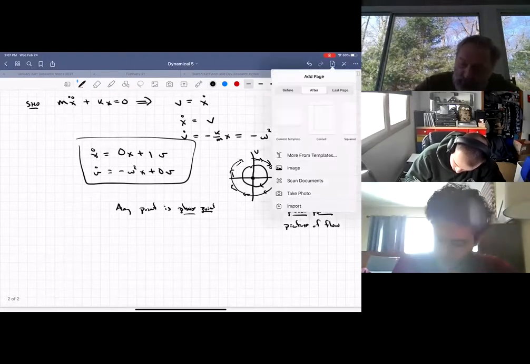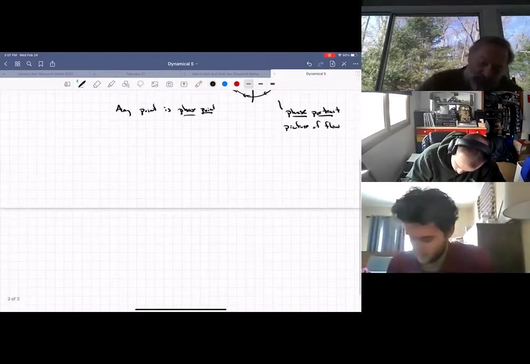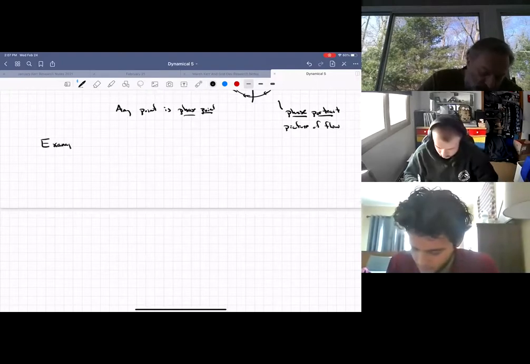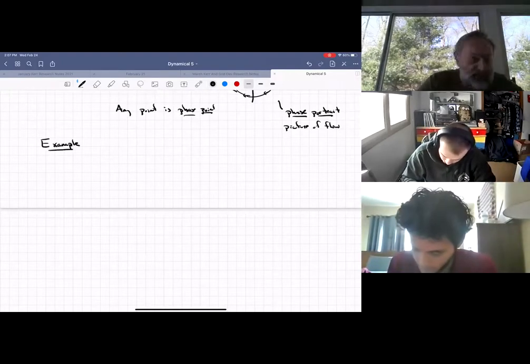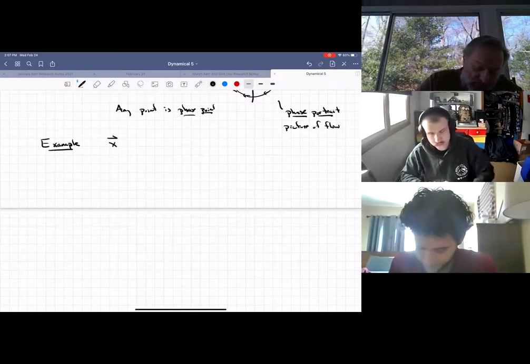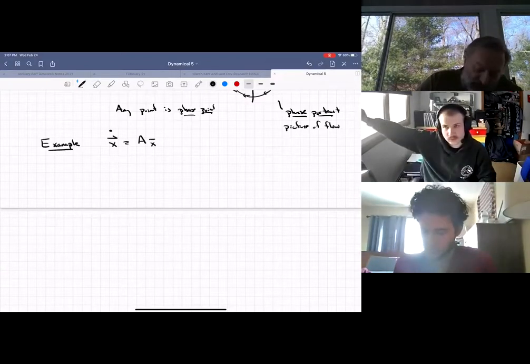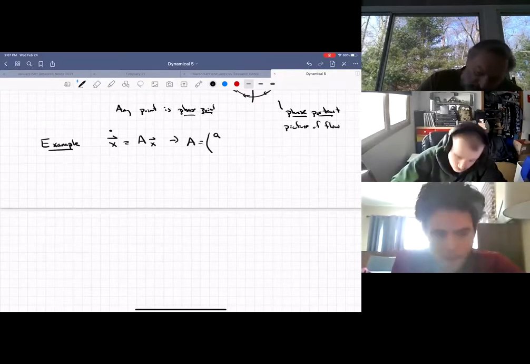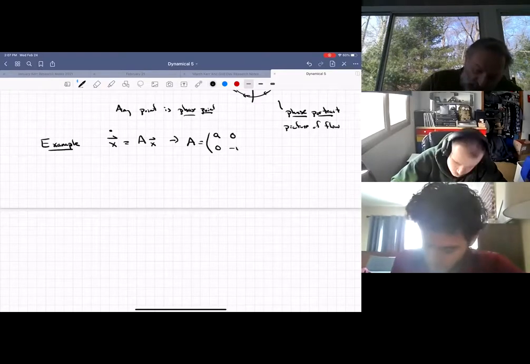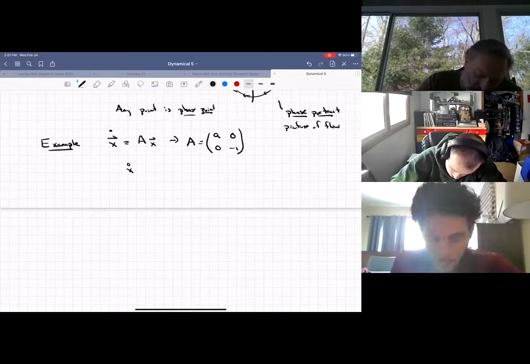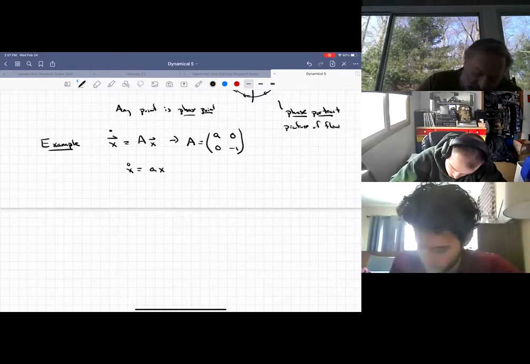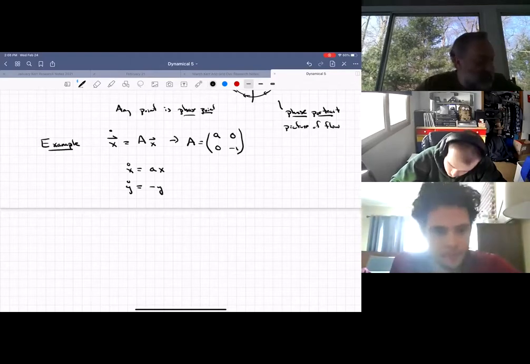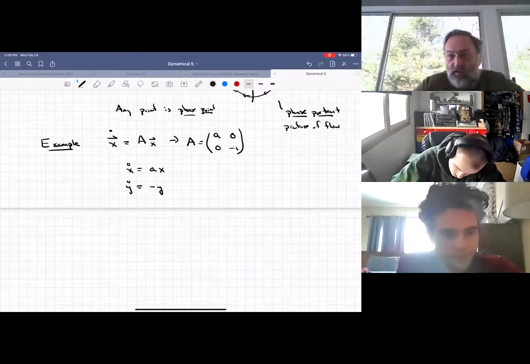Okay, so now what we're going to do is an example which might look a little bit easy at first, but we're going to pull out a bunch of different possibilities. So again, we're working with x dot is Ax because it's a linear system. And we're going to let the matrix A be A, 0, 0, minus 1. This is going to look like a really easy looking system, but we're going to be able to see that there's a lot of different motions that we can get out of the system.